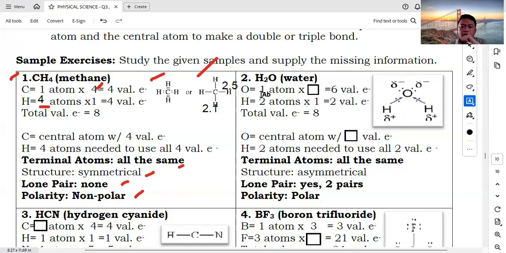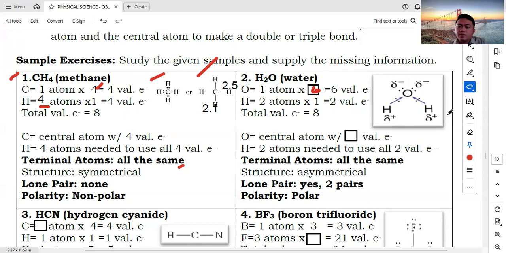Let's have another example for water. Your oxygen has one atom, and then you simply substitute it with 6. So we write here 6. I will just write it manually. So this is 6.